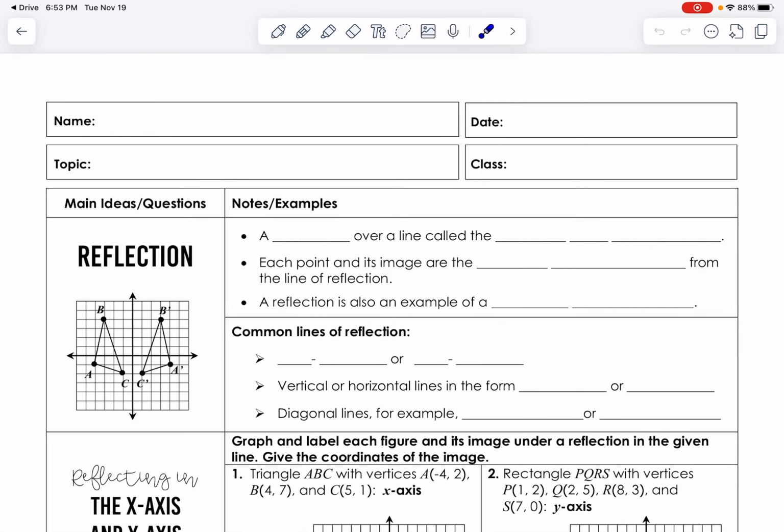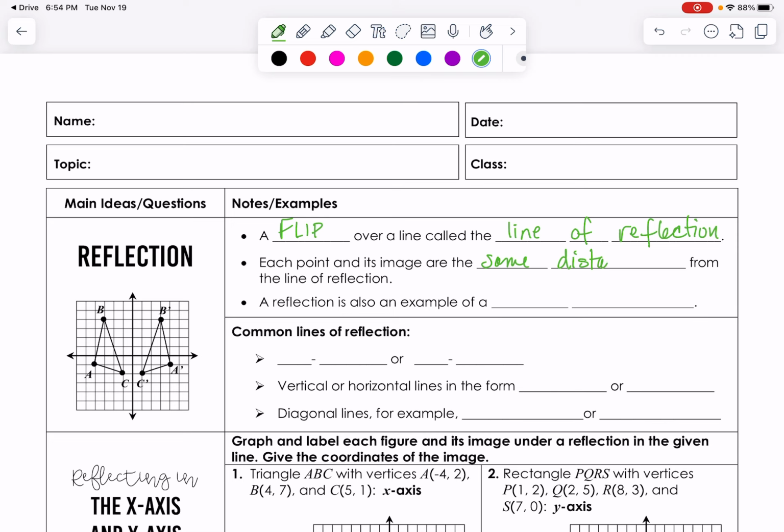All right, this is on the topic of transformations, reflections. So a reflection is a flip over a line called the line of reflection. We used a slide to describe translations, and we use flip to help you understand what a reflection is. Each point and its image are the same distance from the line of reflection.